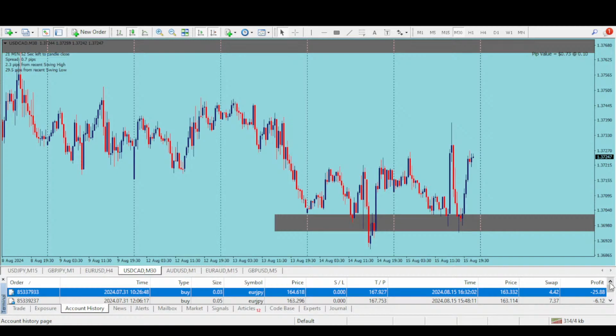So as you can see, I closed this one at negative 25.88. Okay, if you subtract the swap, maybe around $21. Okay, this one is negative $6 minus 7. Okay, this one was closed at no loss. So this one was minus 35. Okay, 12 minus 35, which is around 20 something.